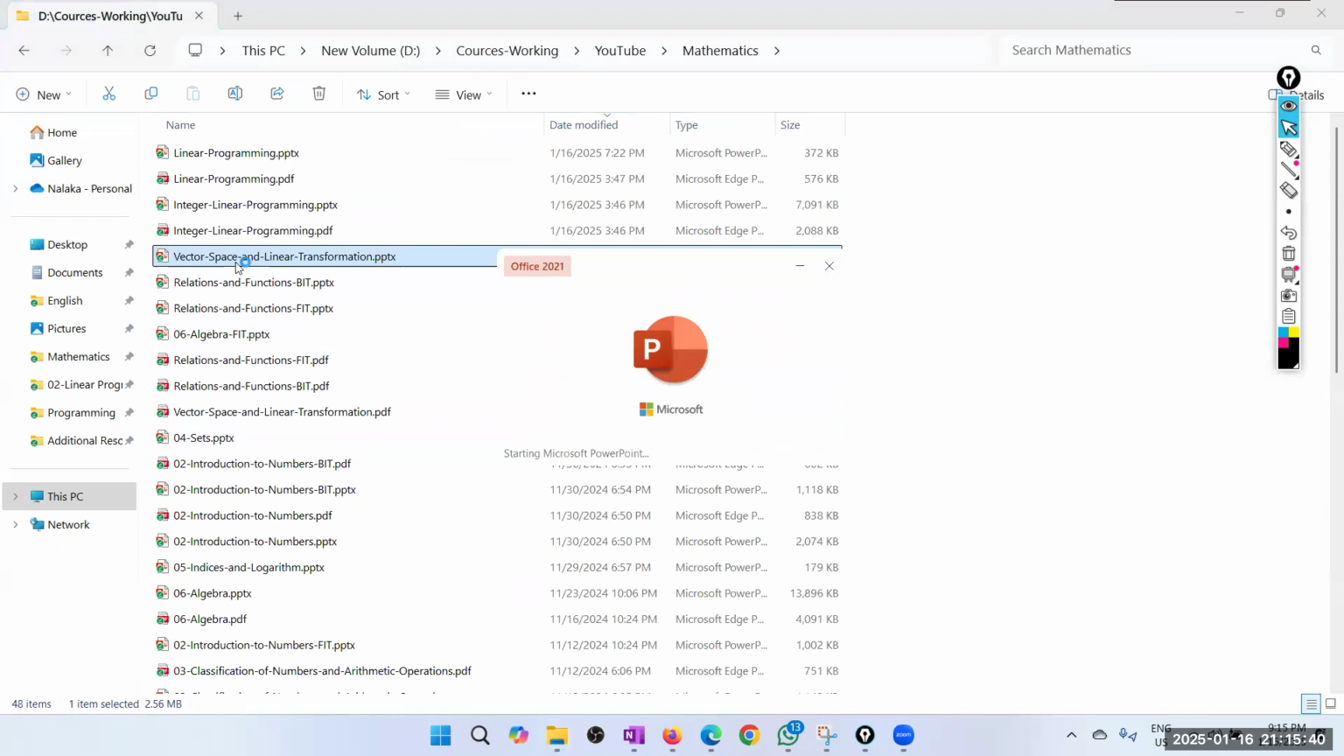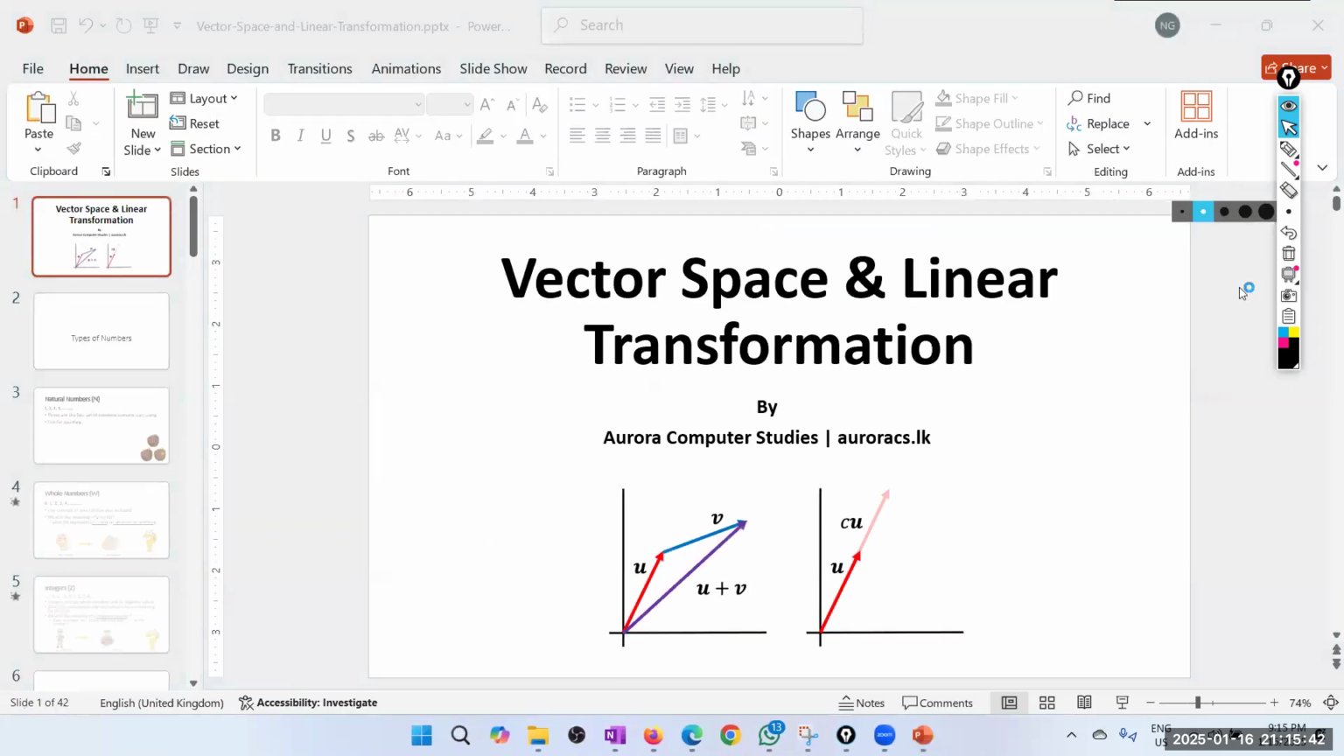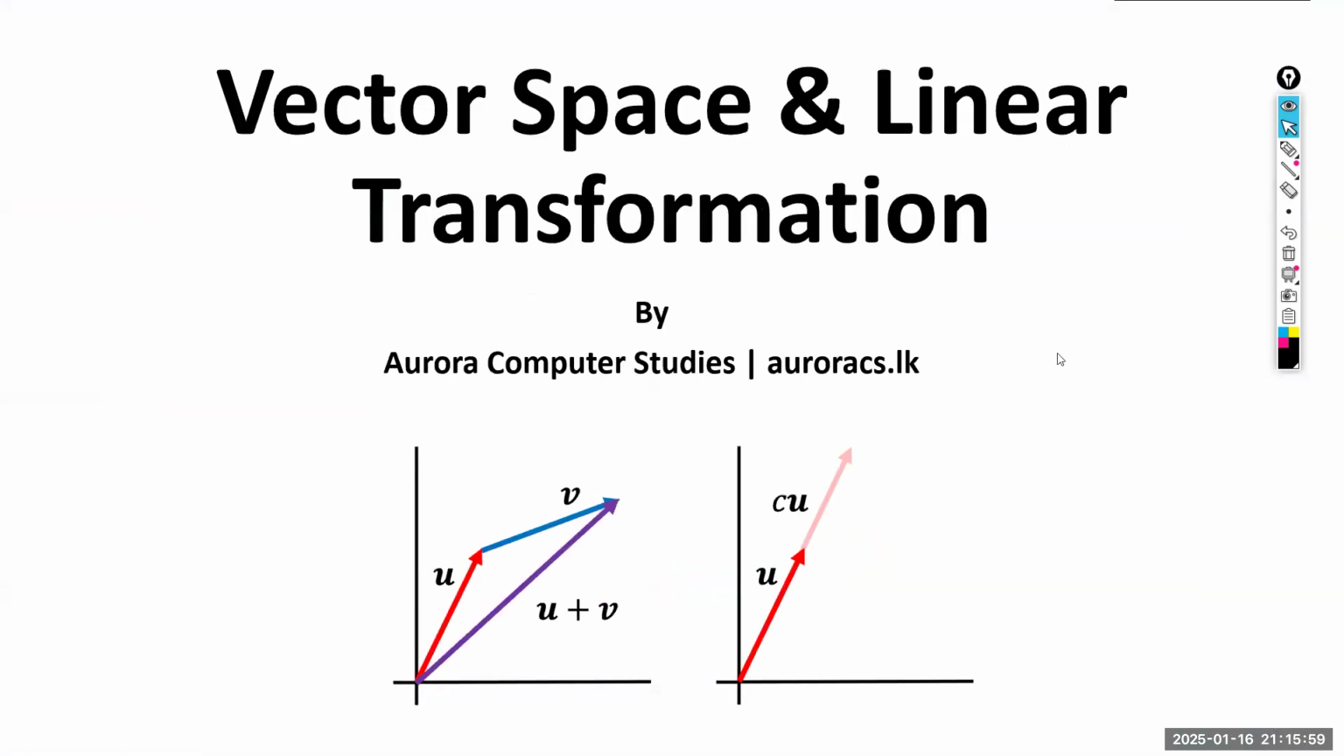Right. Vector spaces and linear transformations. So this note is not finished actually. I don't think that I will have more time to finish this. Maybe for the next batch I can finish it. I gave you a very good introduction into vectors.